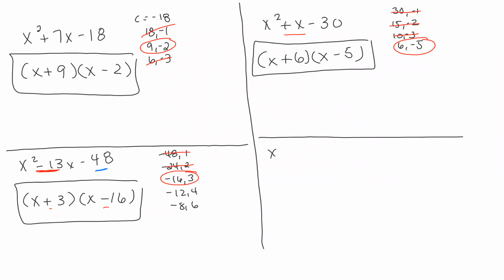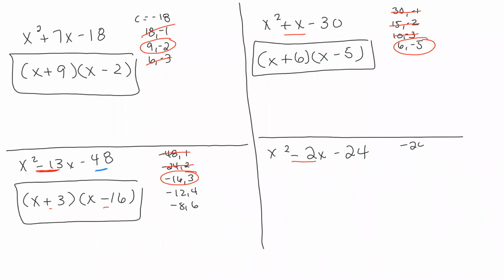Okay. Next up, we have x squared minus 2x minus 24. So in this case, again, c is negative. So the factors of c that we're looking for need to have different signs. And in this case, since b is negative, we want that larger factor to be the negative, okay?